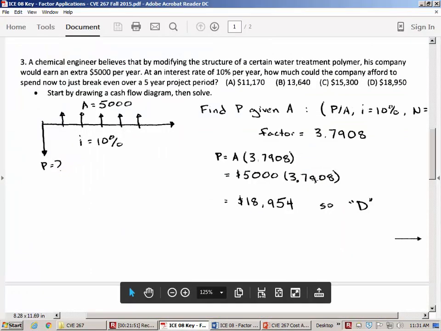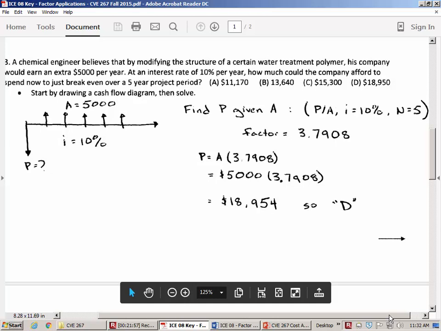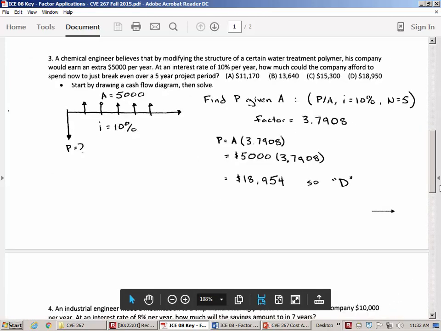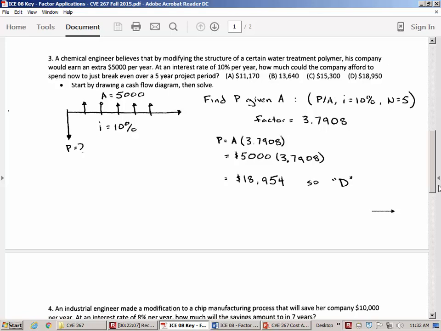All right, let's look at the answer to number 3. So a chemical engineer believes that by modifying the structure of a certain water treatment polymer, his company would earn an extra $5,000 per year. So earn means it's an inflow, extra 5,000.